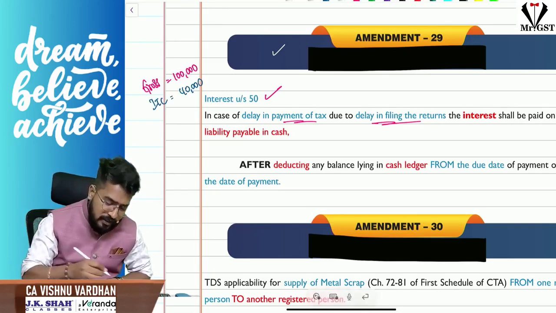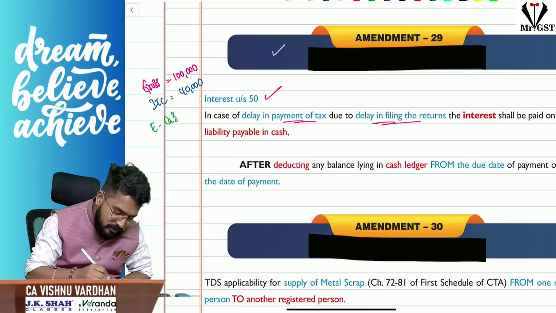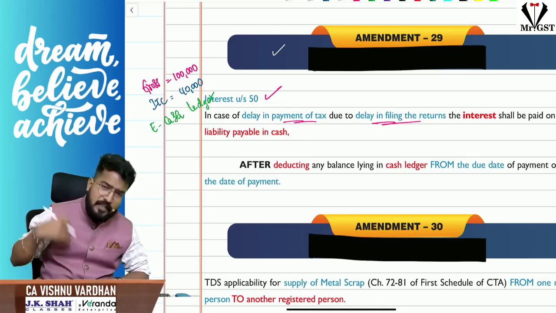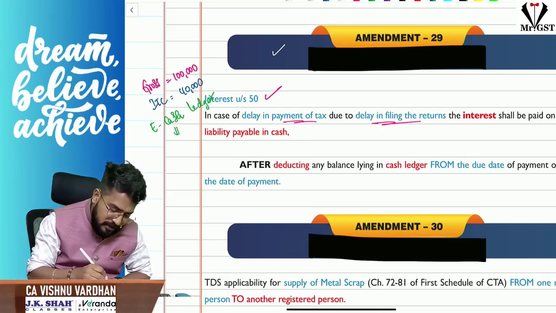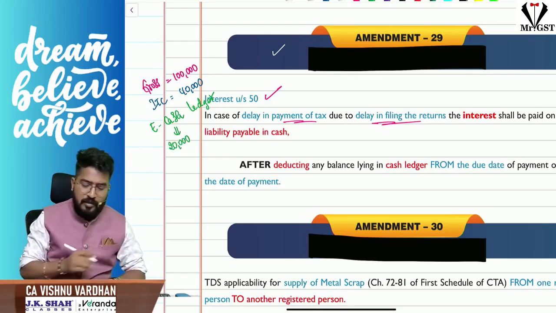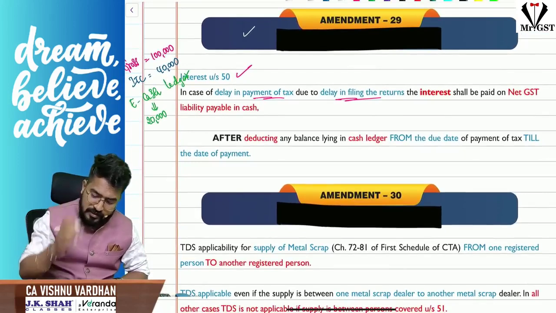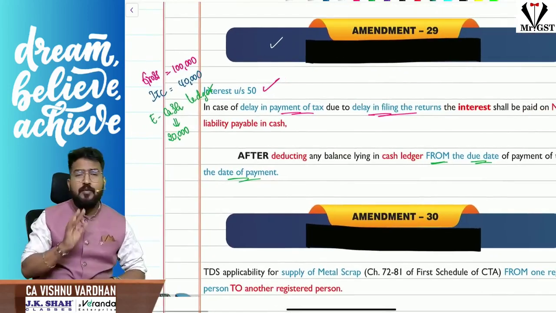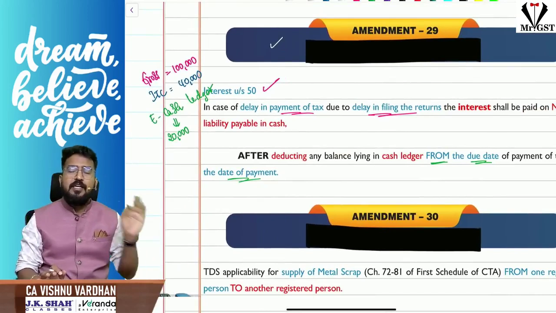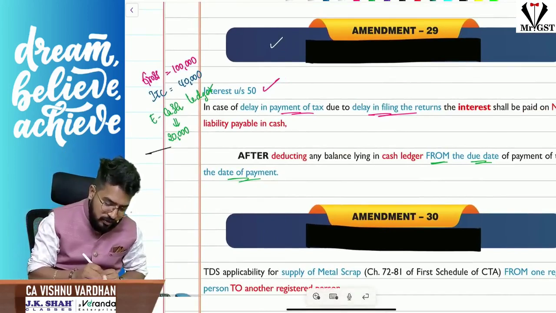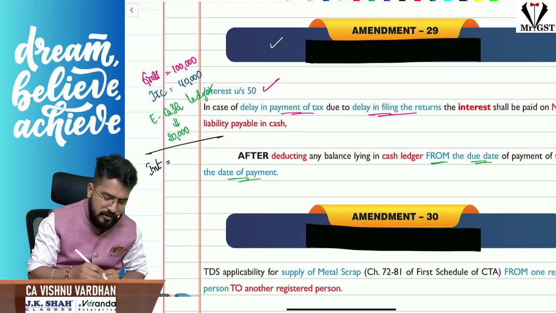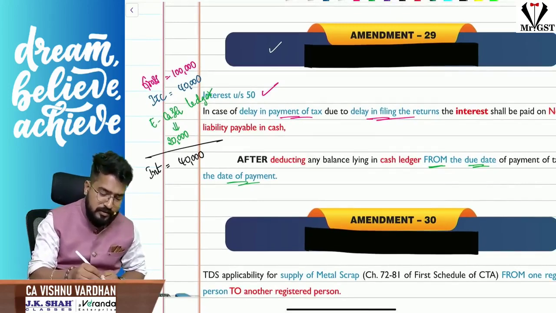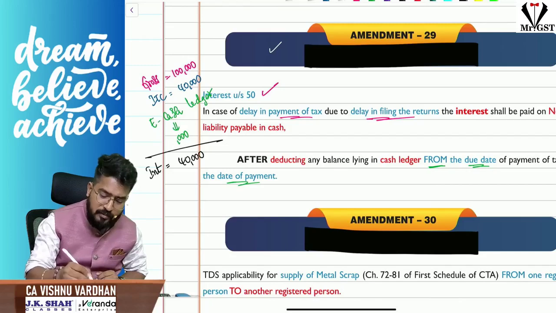But imagine, sir, in the e-cash ledger, from the due date of filing this return till the actual date of filing and paying the tax, if the balance is available, I repeat, in the e-cash ledger, if any amount is available from the due date till the date of actual payment of this tax, that amount also you will minus and you will pay interest only on the balance. So let us assume for your clarity, let us say this e-cash ledger balance is 30,000.